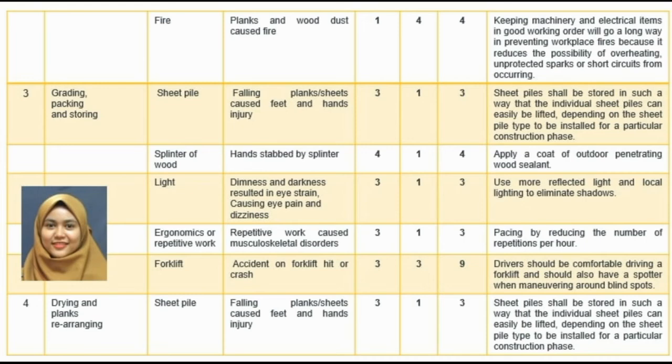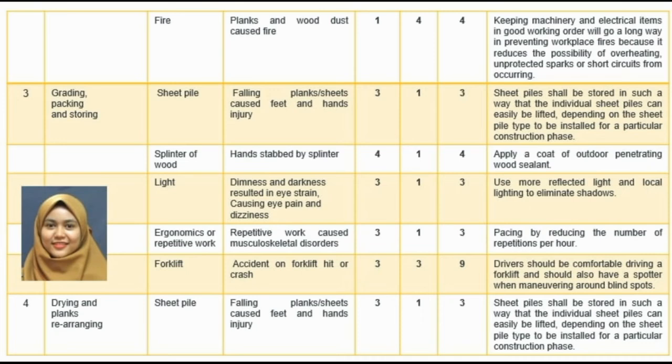For the third, the hazard is light. The effect is dimness and darkness resulting in eye strain. It is causing eye pain and dizziness. The risk assessment is 313 and the action is use more reflected light and local lighting to eliminate shadows.